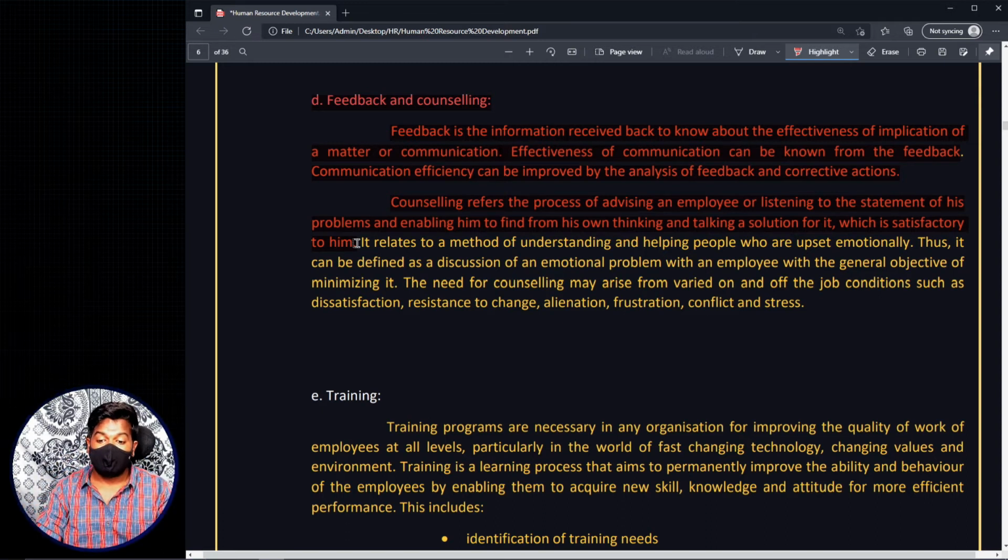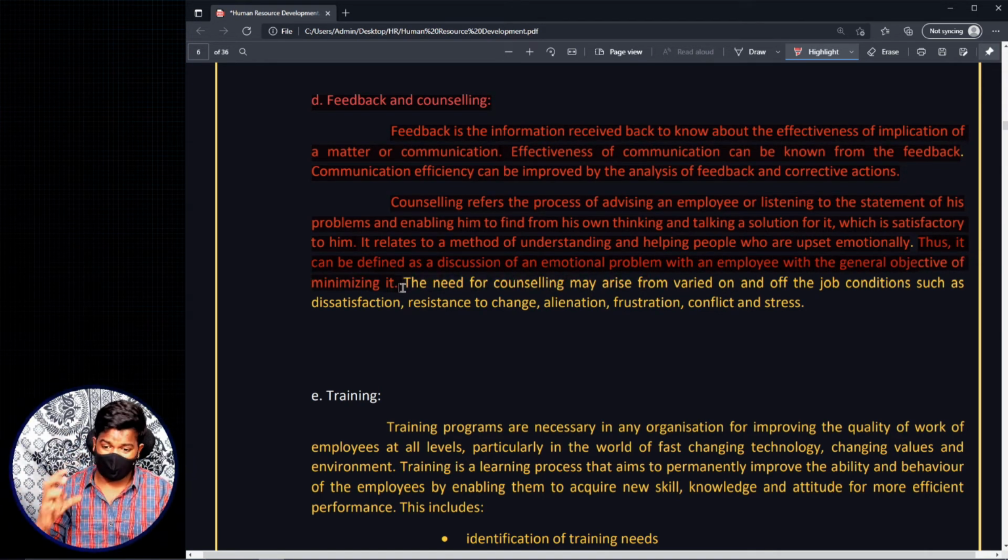The entire counseling process relates to the method of understanding and helping people who are upset emotionally. Thus, it can be defined as a discussion of an emotional problem with an employee with the general objective of minimizing it. The need for counseling may arise from varied on and off the job conditions such as dissatisfaction, resistance to change, alienation, frustration, conflict, and stress. So this is the general concept of counseling.